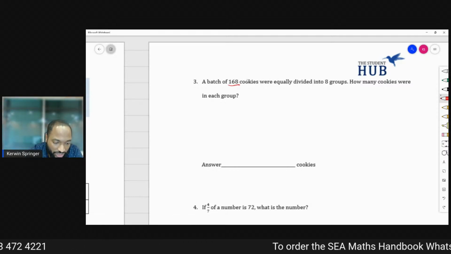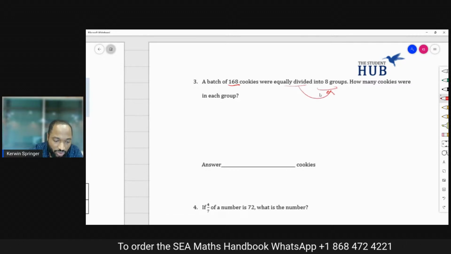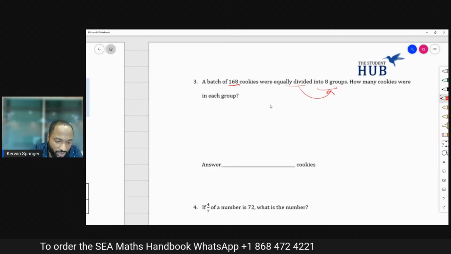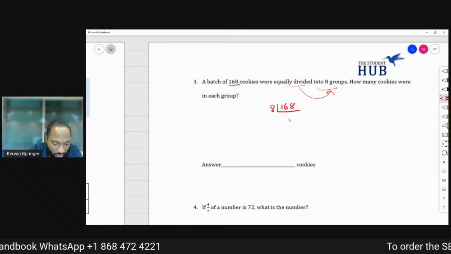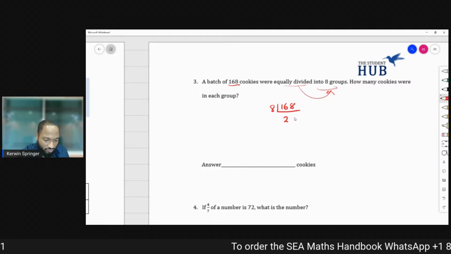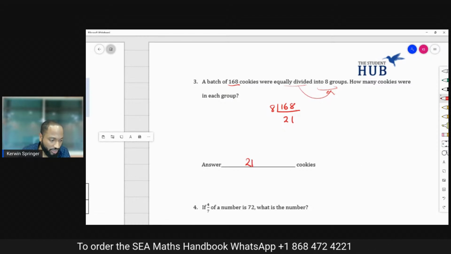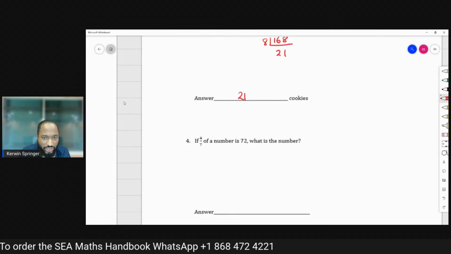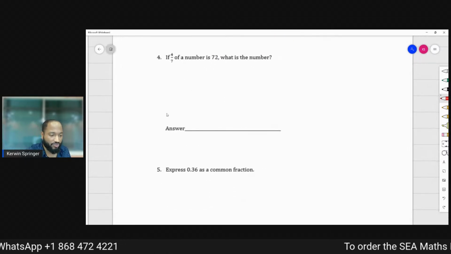A batch of 168 cookies were equally divided into 8 groups. How many cookies were in each group? Is this to divide by 8? 168 divided by 8 is 21 cookies. So these are the first few questions. You notice how easy the first few questions come in SEA, because the first 20 or so are just 1 mark each.